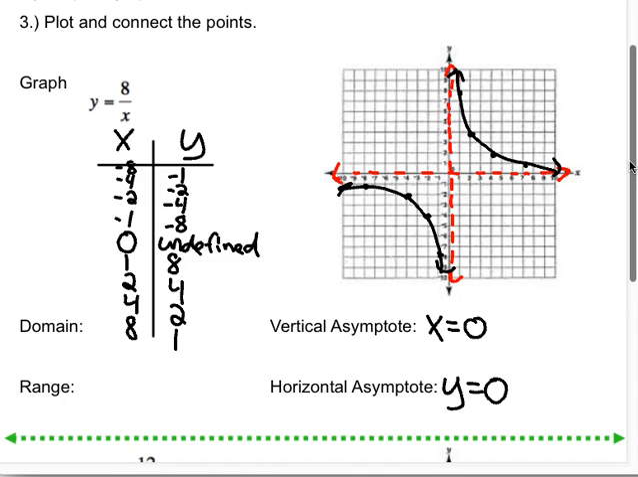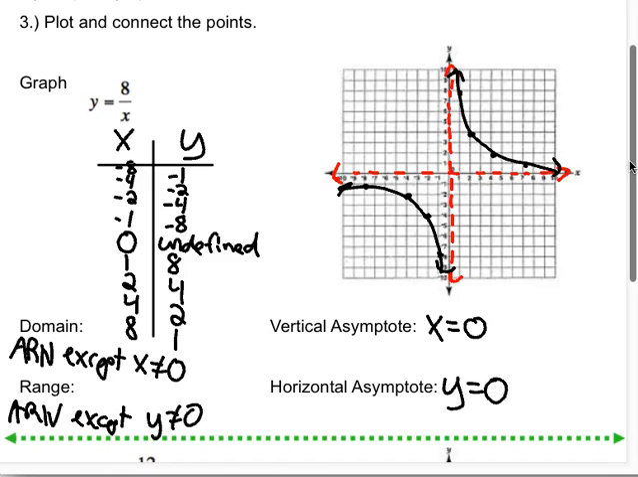Now, what does that mean for the domain? Well, for the domain, I can pick any value. I can pick all real numbers except where that vertical asymptote is. I can't pick 0 because that's where my asymptote is. I already know that there's no value. Range, same thing. All real numbers, except I can't pick where my horizontal asymptote is. Okay, so that's going to be the theme for these. All real numbers except wherever there happens to be an asymptote.